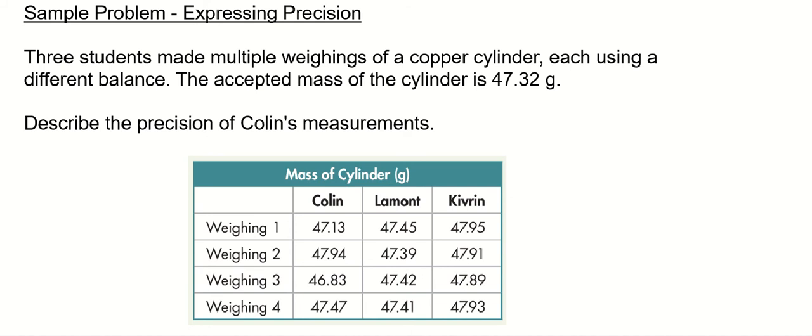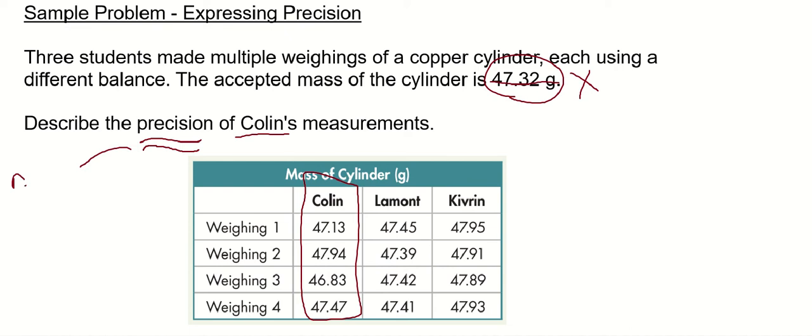Three students made multiple weighings of a copper cylinder. We're given the accepted value here, and it's asking us to describe the precision of Colin's measurements. Colin's measurements are in the first column, and since it's only asking us to describe the precision, this accepted value is irrelevant because precision refers to reproducibility. In other words, how close the measurements are to each other, not to the actual or true value.